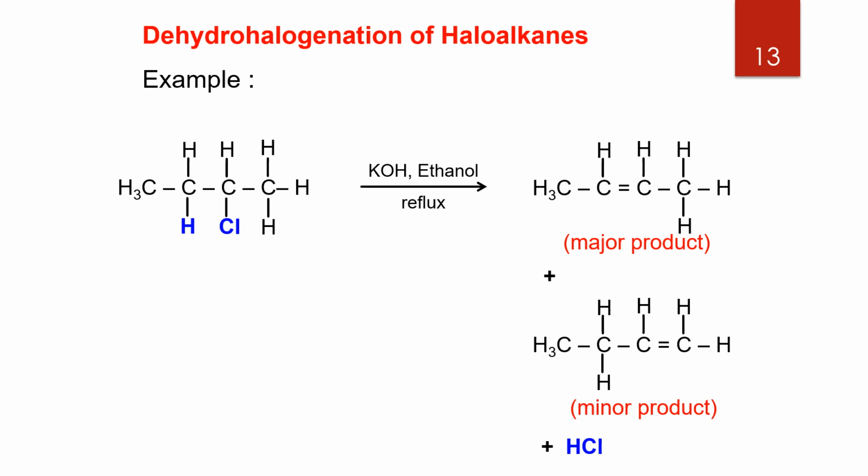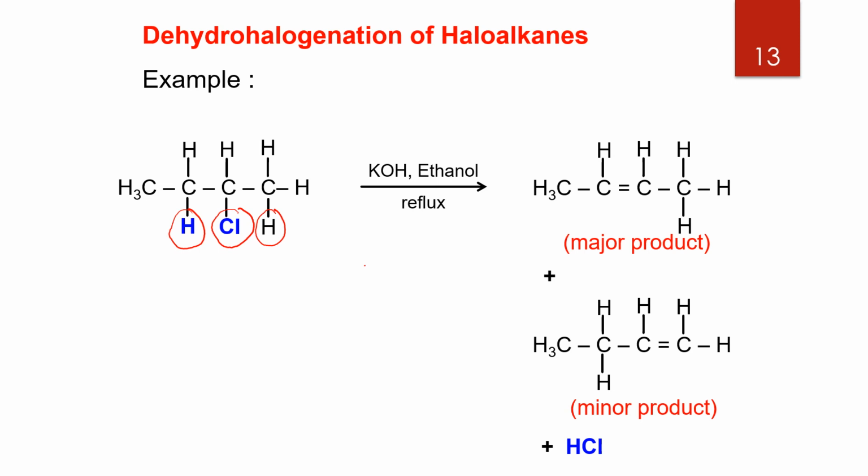Let's take a look at another example, the dehydrohalogenation reaction of 2-chlorobutane. When 2-chlorobutane is refluxed with potassium hydroxide in ethanol, it will produce two types of alkenes. Between the alkenes produced, which one is the major product? In the elimination reaction, the carbon with the chlorine atom will lose the chlorine atom, while the neighboring carbon will lose a hydrogen. In this case, we have two neighboring carbons that can lose a hydrogen. Thus, we have two possible products.